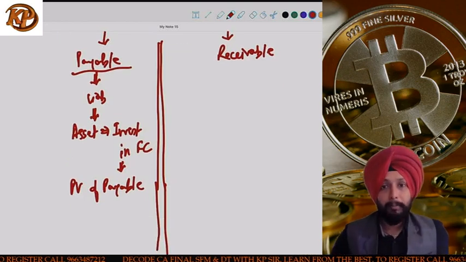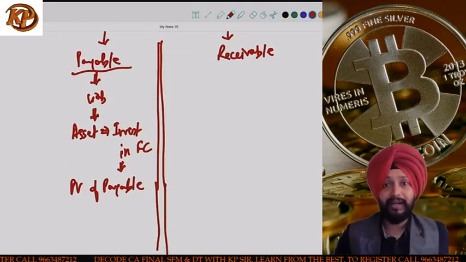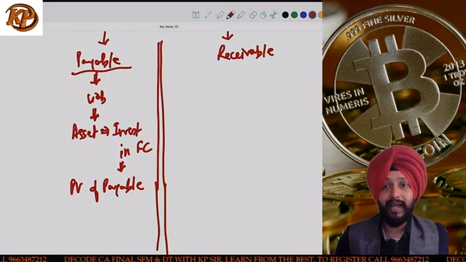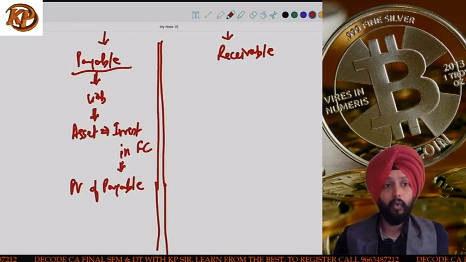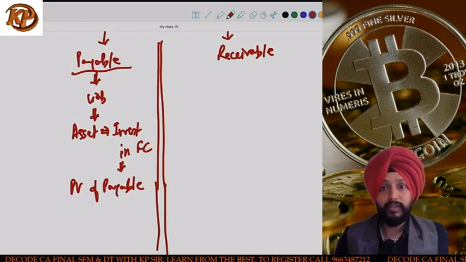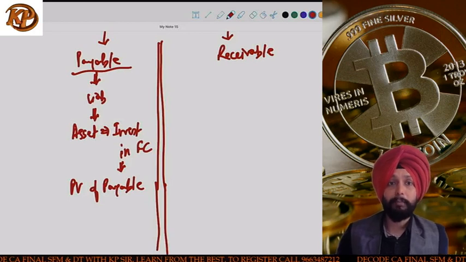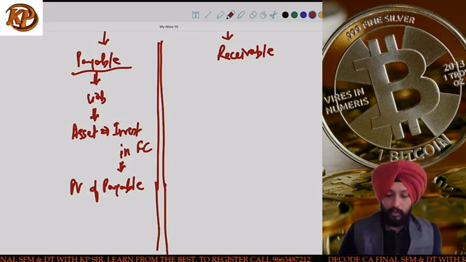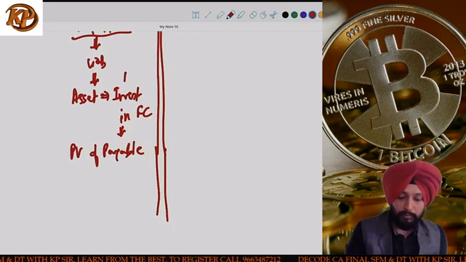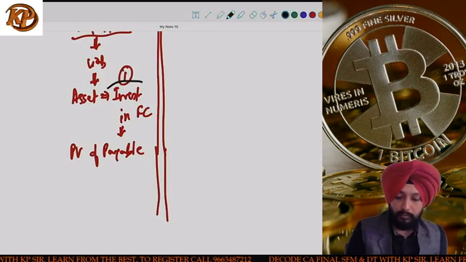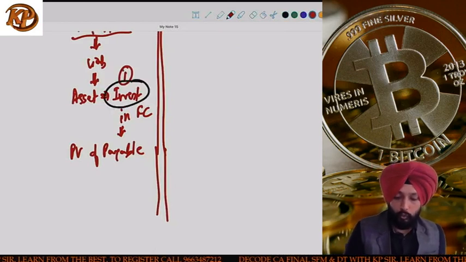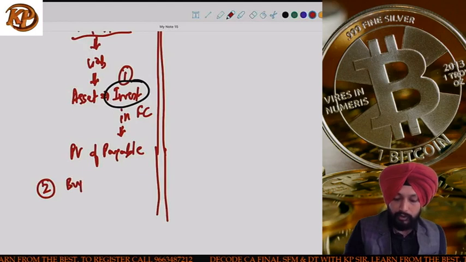That's how we start. Payable is a liability. Against the liability, we create an asset. For creating an asset, what we need to do? We need to invest in foreign country. How much? The present value of payable you will invest. Okay, to make investment, this is your step 1, guys. To make investment, what we need to do? We need to first buy the foreign currency. Buy the foreign currency spot.